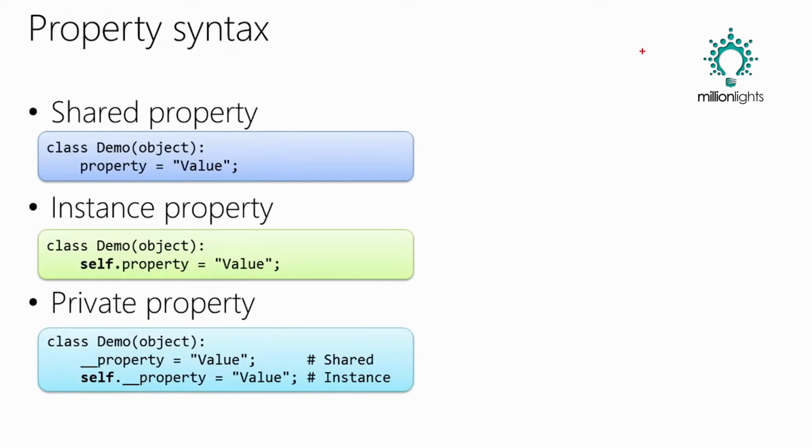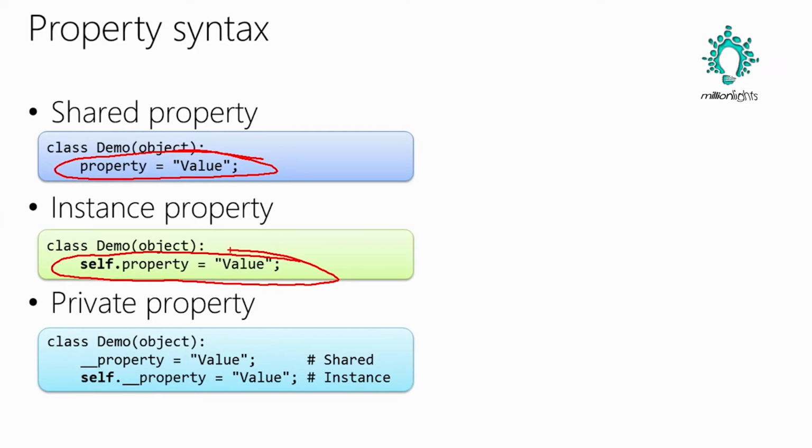And then you'll notice that I've got a set of examples here. Now, you'll notice that the difference between a shared property and an instance property is one word: self. That's it. So remember again, self is the current instance of the object. So if you want to create a property, you just simply say whatever the name of the property is and just graft it right onto self.